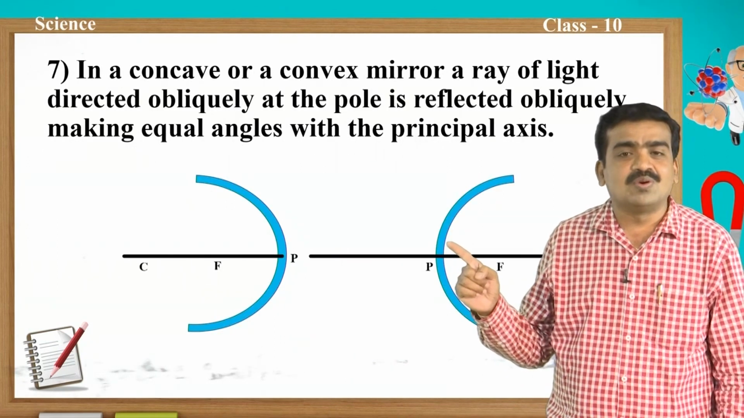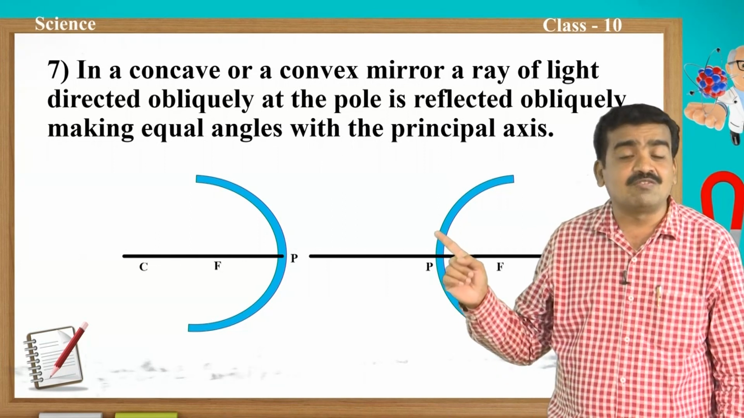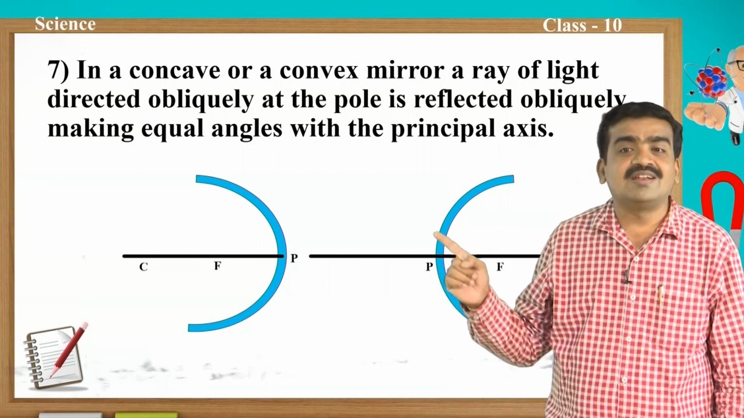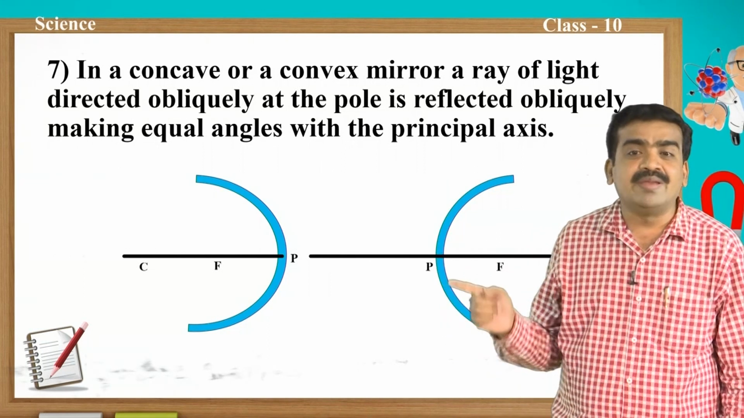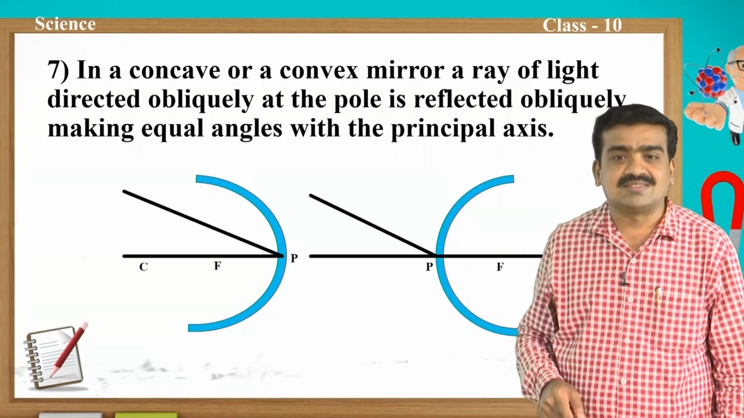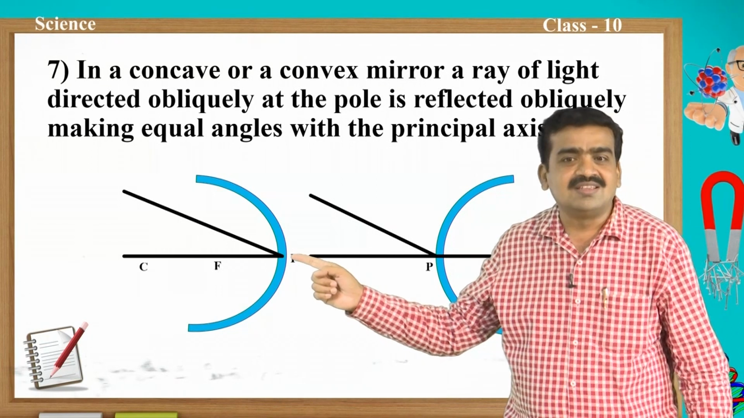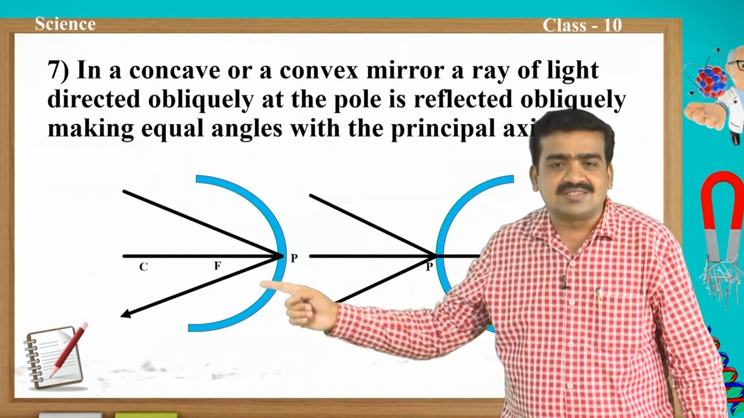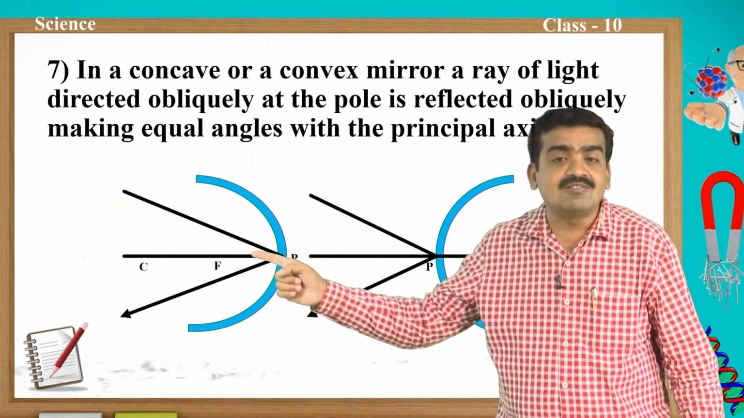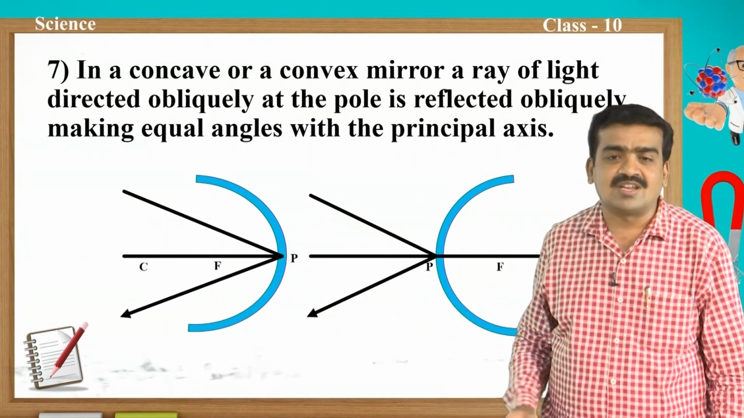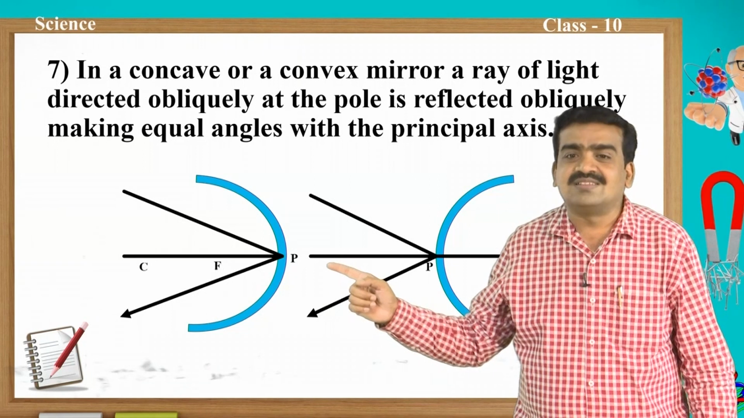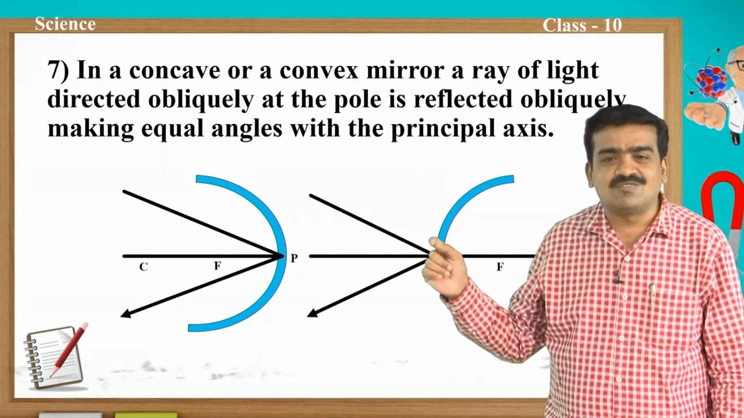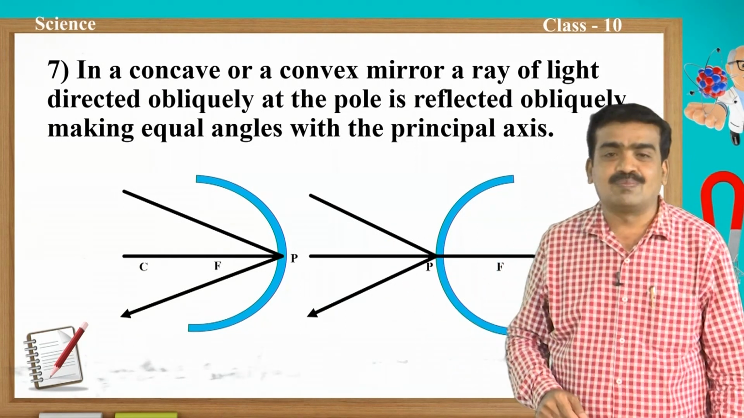In the case of both concave and convex mirrors, if a ray of light is directed obliquely at the pole, it is reflected obliquely, making an equal angle with the principal axis. That means, if the ray of light is incident at the pole of the mirror, after reflection it makes an angle equal to the incident angle. In this case the ray of light obeys the first law of reflection, that is, the angle of incidence is equal to the angle of reflection.